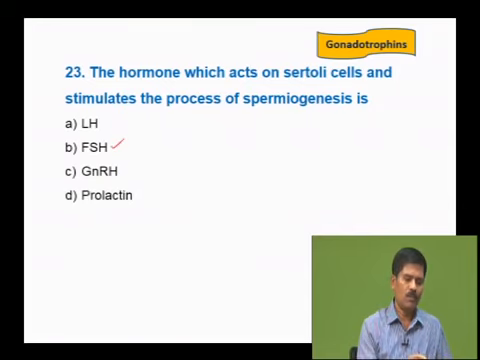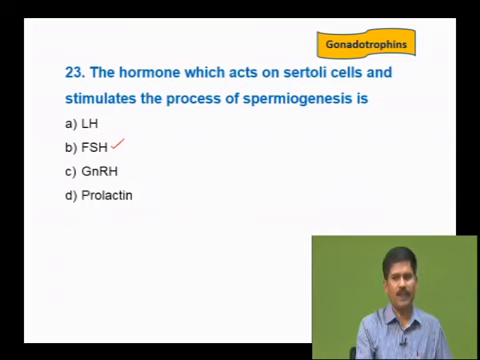Follicle stimulating hormone acts on Sertoli cells for the secretion of certain factors. So those factors are essential for transformation of spermatids into sperm. This process is called spermiogenesis. But LH acts on Leydig cells for the secretion of testosterone, which in turn stimulates spermatogenesis. So the right option is FSH, follicle stimulating hormone.